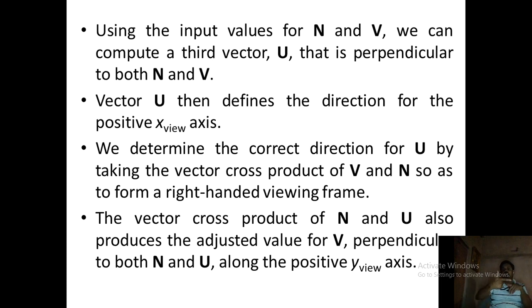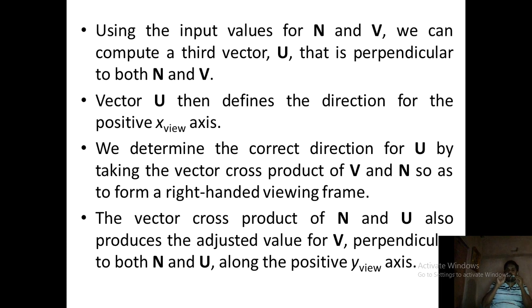Always the x is perpendicular, at 90 degrees with y and 90 degrees with z. That is perpendicular to both n and v, right? Vector u then defines the direction for the positive x axis, the u axis, right? We determine the correct direction for u by taking the vector cross product of v and n so as to form a right hand viewing frame, right? Again, you have to calculate the correct direction. You cannot calculate negative x, you have to calculate positive x, right?